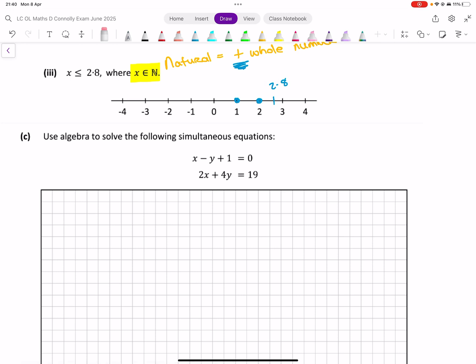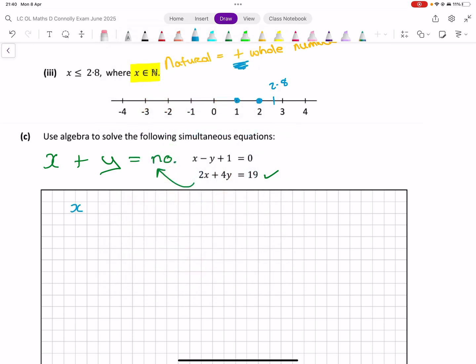Simultaneous equations, we did these as well. So it's supposed to look like this. So you're supposed to have an x, and then you're supposed to have a y, and then an equals, and then on the other side you're supposed to have a number. So this one has the right structure, but the top one doesn't.